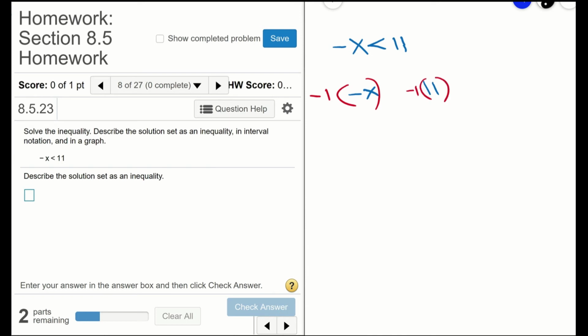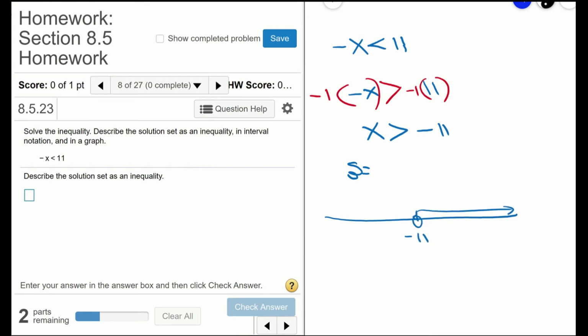Now remember, we're multiplying both sides of an inequality by a negative number. So that means we immediately switch the direction, okay? And we end up with x is greater than negative 11, okay? And now we can write the solution set, but let's do a graph quickly first. Notice negative 11, x greater than that would look like that, right? So it's all x belonging to R such that x is greater than negative 11. That's the set builder notation version of the solution set.